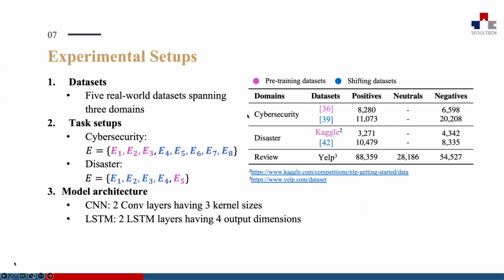In the experiment, we employ 5 real-world datasets spanning 3 different domains. For the experiment, we construct the real-time streaming batches for each domain as follows. In the cybersecurity domain, we use the first three batches from the pre-training dataset and the following 5 batches from a different data origin. And in the disaster domain, we use the first 4 batches from a different data origin and the last batch from the pre-training datasets.